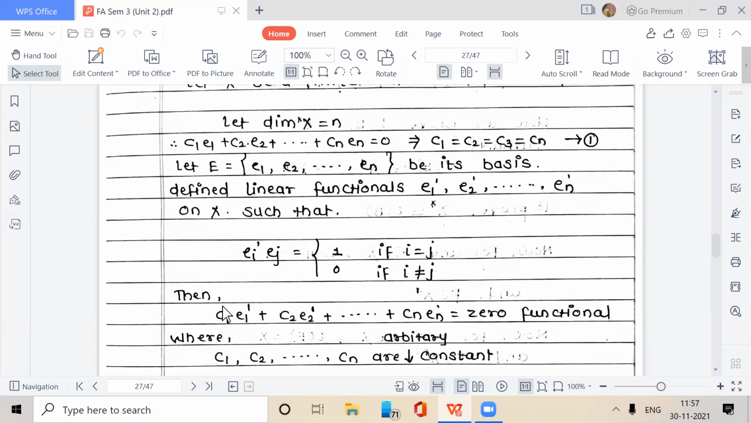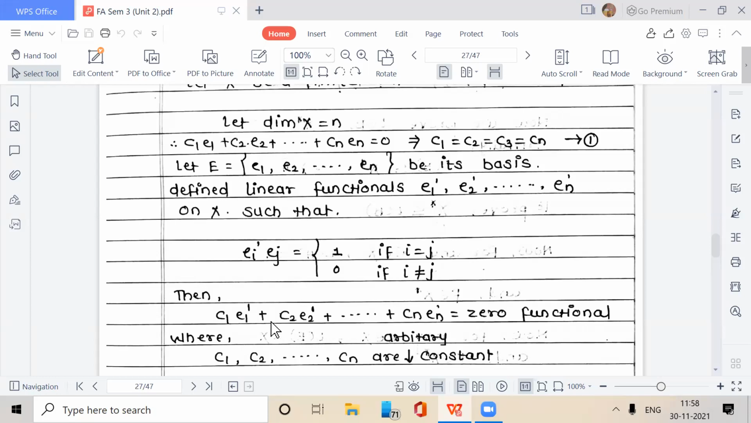Then let the set be capital B. We denote it by capital B equal to E1 dash, E2 dash, up to En dash. This is a subset of X star. X star is the dual space. These are linear functionals, so this set will be a subset of X star.